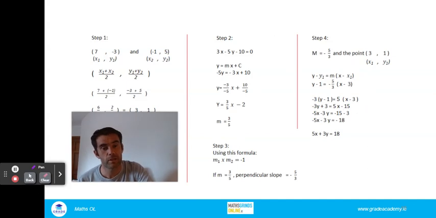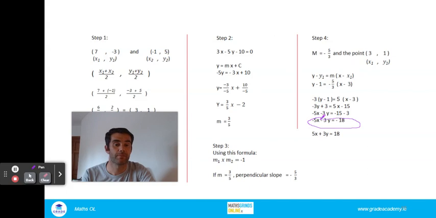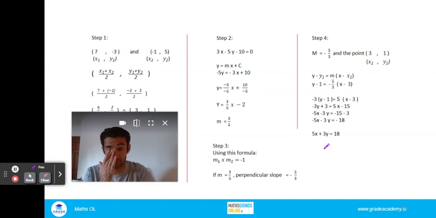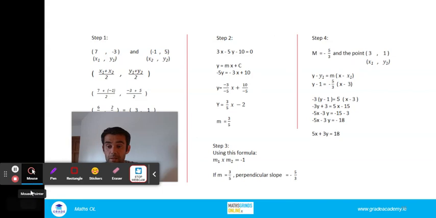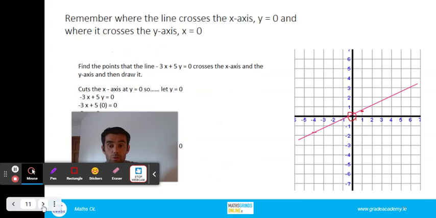And a bit of algebra there, bringing the x and y terms to one side and numbers to the other side. So we're going to get minus 5x minus 3y is equal to minus 18. And again, guys, I just got rid of all the minus signs there. So 5x plus 3y is equal to 18. Okay, and with that, guys, we're going straight on to the next question.